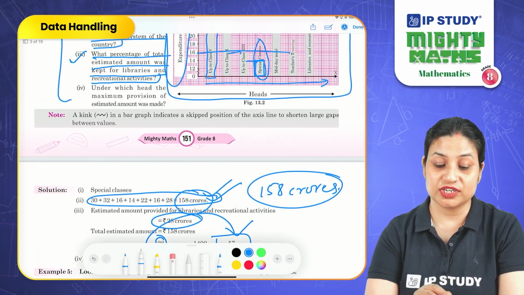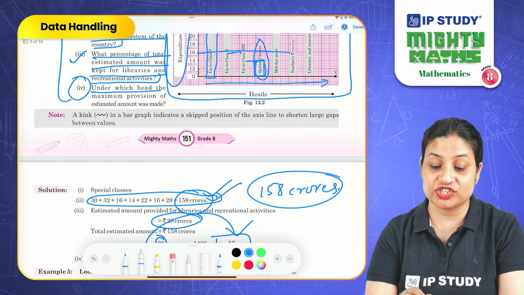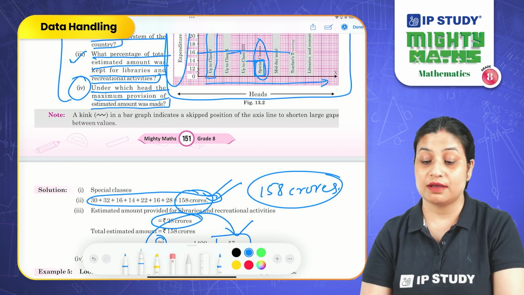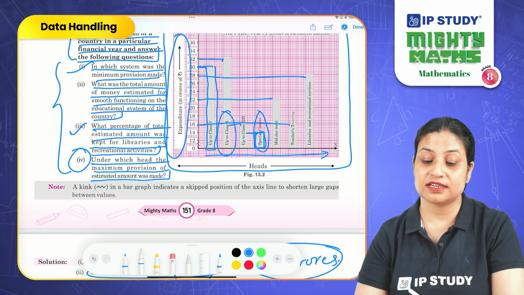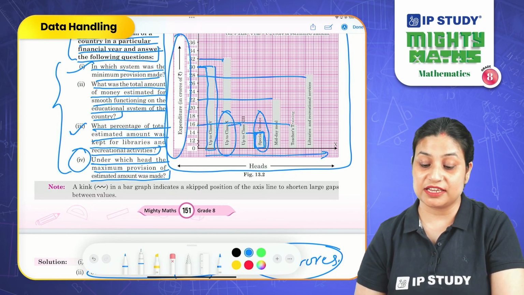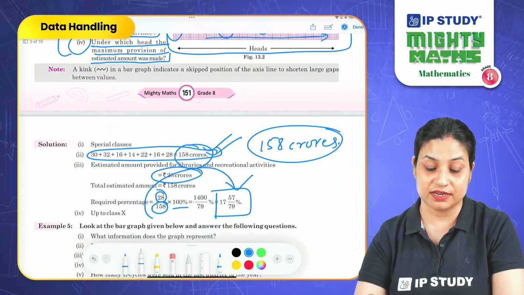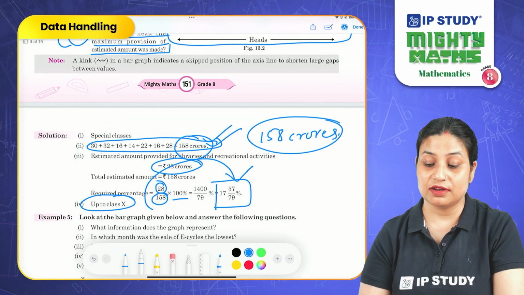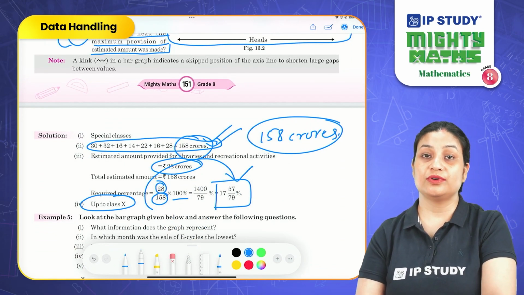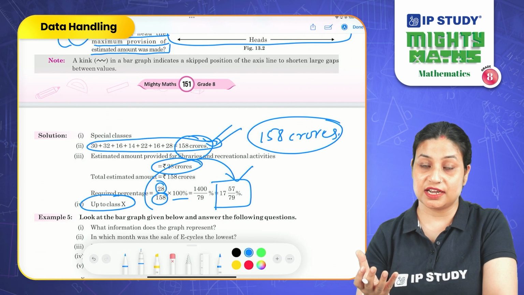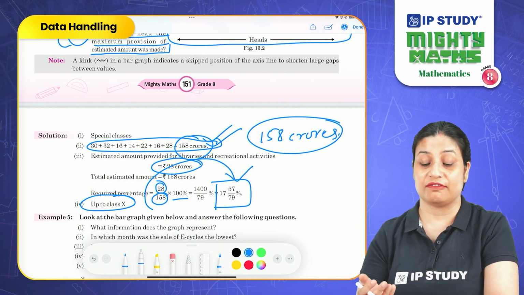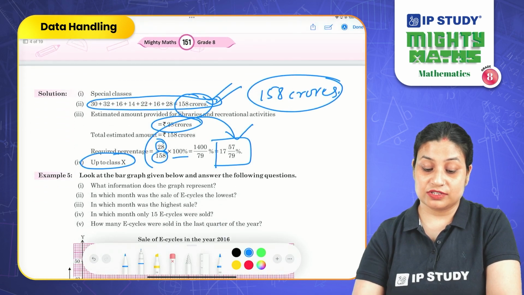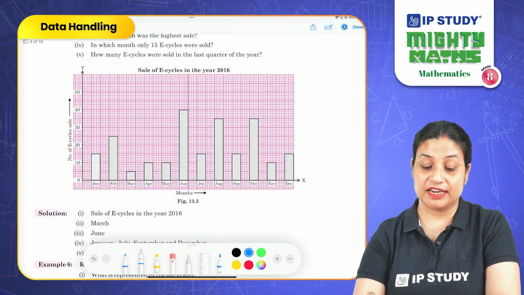Now the last question is, under which head was the maximum provision of estimated amount made? It is for class 10th, up to class 10th, maximum provision was made, right? So this is your answer. So I hope it is clear to you how to represent data using a bar graph and how to read and interpret data from a bar graph. So let's move on to the next topic and let's see what is there.